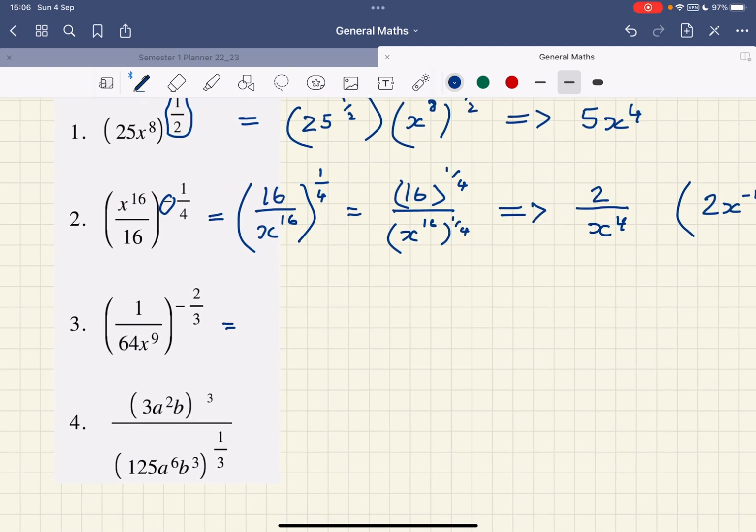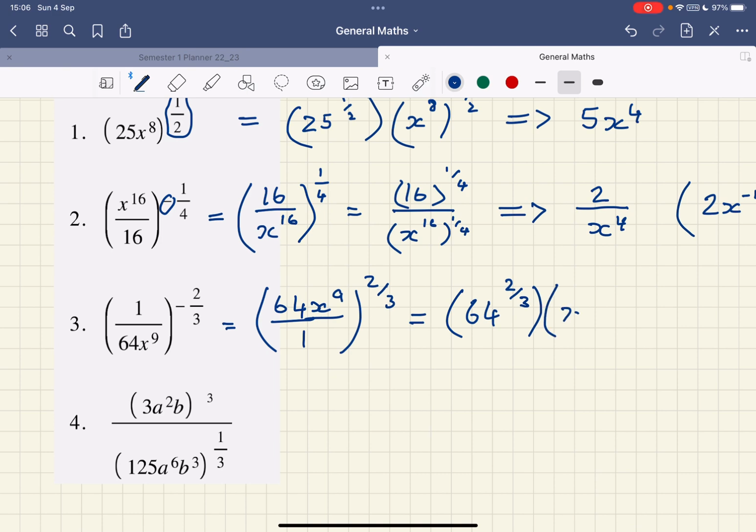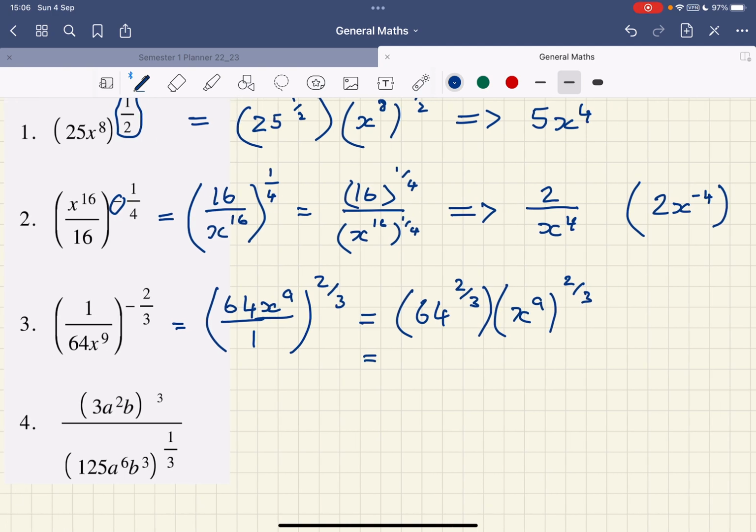Same thing here. I'm going to flip over that fraction to begin with and make it 2/3. So I've taken away the negative sign. Now I'm going to do 64 to the power of 2/3, which is 64 cube rooted and then squared. The cube root of 64 is 4, and then I square it, and that will give me 16. And then I multiply these two together to give me x to the power of 6.